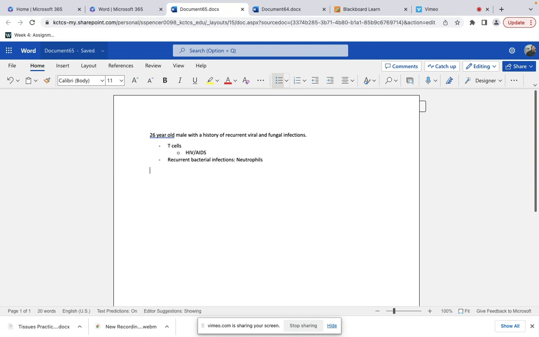Not just neutrophils, it could also be B cells as well. But for our purposes, I want you to know that recurrent viral and fungal infections is going to be a T cell immunodeficiency. That's primarily going to be due to the fact that the T cells are the immune cell that's going to respond to these viruses and funguses, right? The CD8 cytotoxic T cells.